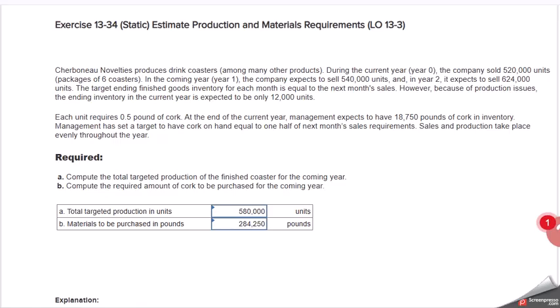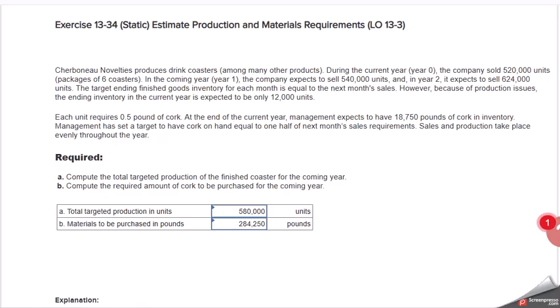During the current year, they sold 520,000 units, packages of 6 coasters. In the coming year, they expect to sell 540,000 units. In year 2, it expects to sell 624,000 units. The target ending finished goods inventory for each month is equal to next month's sales. However, because of production issues, the ending inventory in the current year is only expected to be 12,000 units.